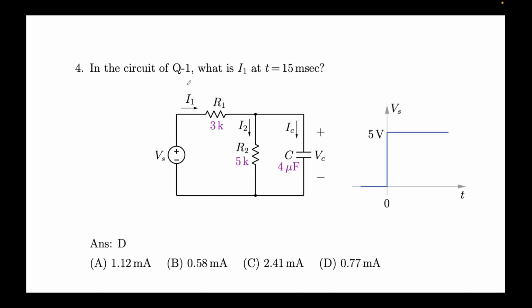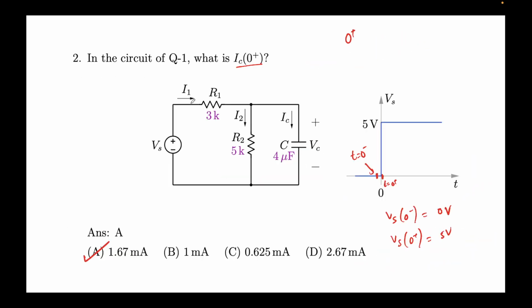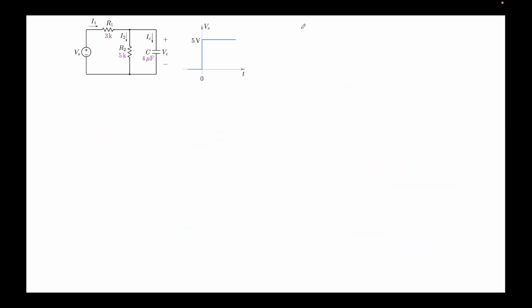Now the question asked: in the circuit of Q1, what is I1 at t equal to 15 milliseconds? So this means we must evaluate I1 as a function of time. Please note that we know IC as a function of time, right? How do we get I1 as a function of time? This is slightly different. We have obtained IC, but we want to find I1. So let me do it over here.